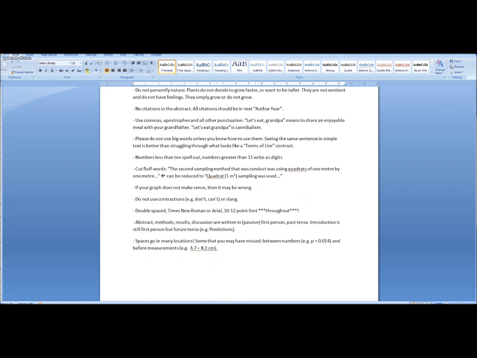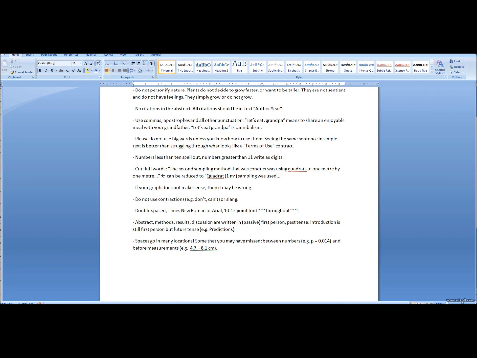So the last bit is spaces in many locations. A lot of you put way too many spaces or not nearly enough spaces. I found that the trend seems to be not enough spaces. For example, when you report a p-value, it's p-value, space, equals, space, and then the value after it. For measurements, it's 4.7, space, 2, as in the hyphen, space, 8.1, space, centimeters.